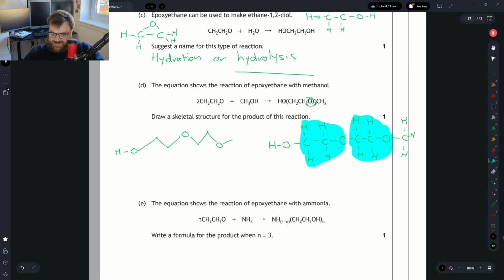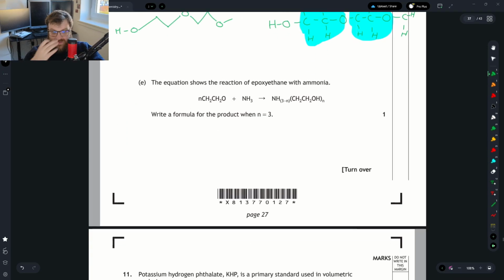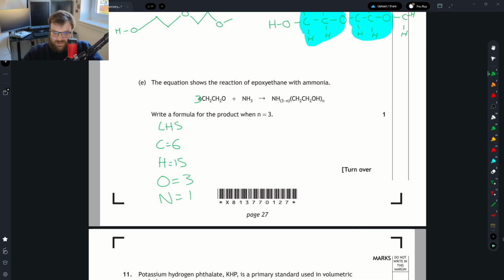Something like that, perhaps. Next one, a little calculation to work out the formula if n equals 3. Right, okay, so we've got 3 in there. So let's just make a wee list of the left-hand side. We had 2 carbons, we've now got 3 times that, equal to 6. We had 4 H's there, so that's 12 H's plus the 3 there, makes it 15. And then we'll get 3 oxygens, and we've got n equal to 1. Then n is 3. Well, then 3 minus 3 is 0.